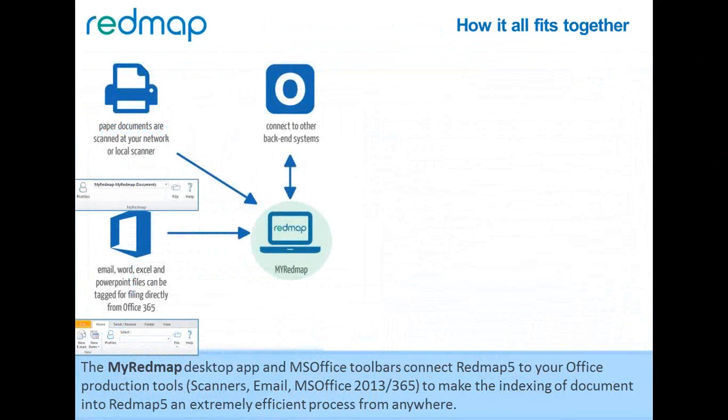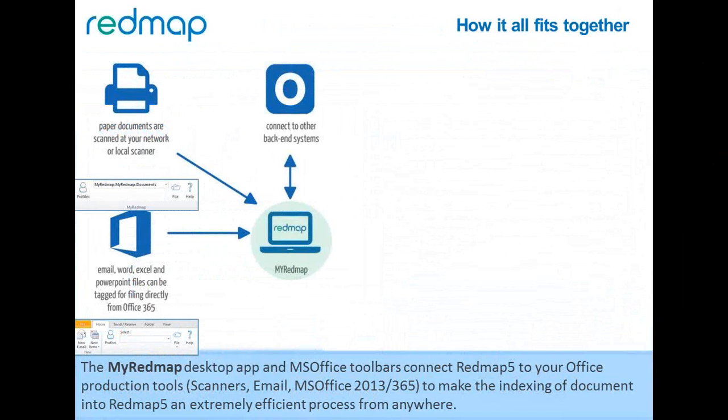Now, let's look under the bonnet of it. How does it all fit together? So there's several ways you can get documents into Redmap 5. The first way is via the Outlook add-ins, via the Office add-ins. They've all been upgraded to work with the latest Microsoft Offices. And so you can still publish your emails and your Word documents, et cetera, directly out of the Office environment.